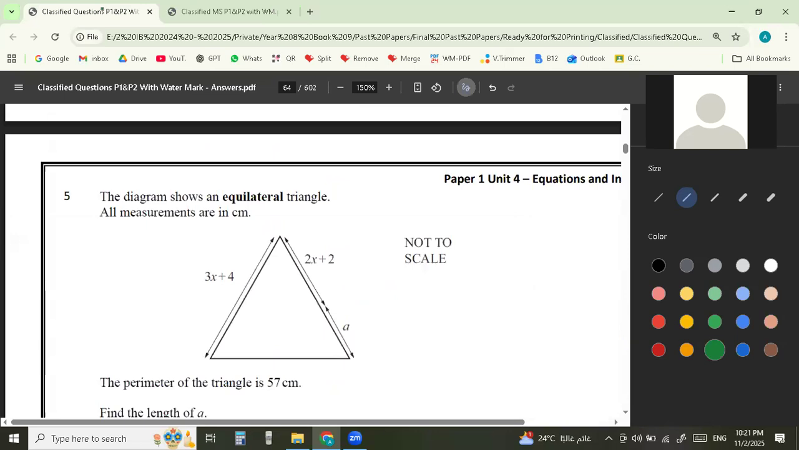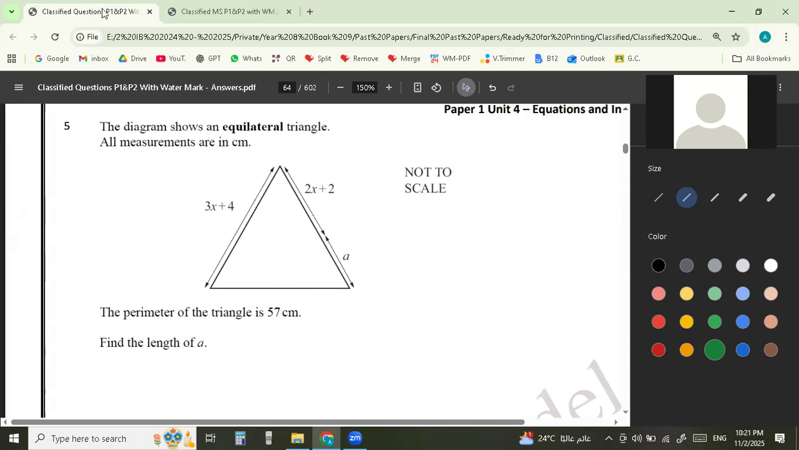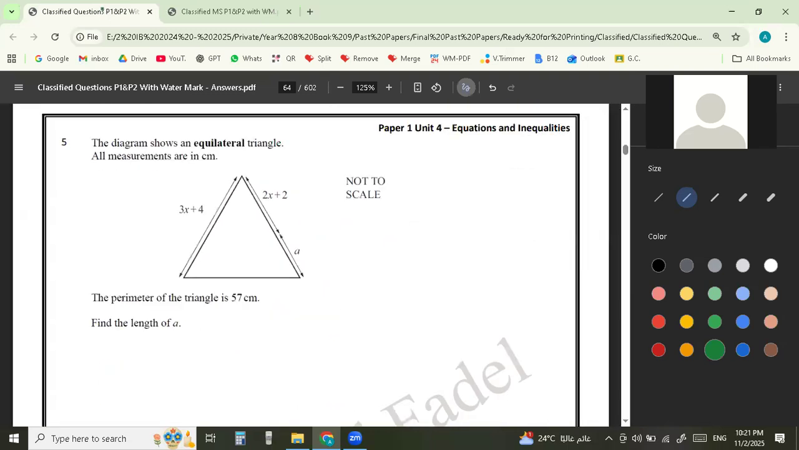Here, the diagram shows an equilateral triangle. The perimeter of the triangle is 57. Well, let me minimize. Okay, find the length of A. They want to find this A. Okay, no problem at all.